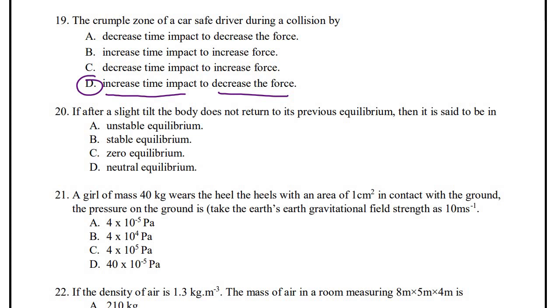Question number 20. If after a slight tilt the body does not return to its previous position, then this type of equilibrium is known as unstable equilibrium, if the body does not come to its original position.